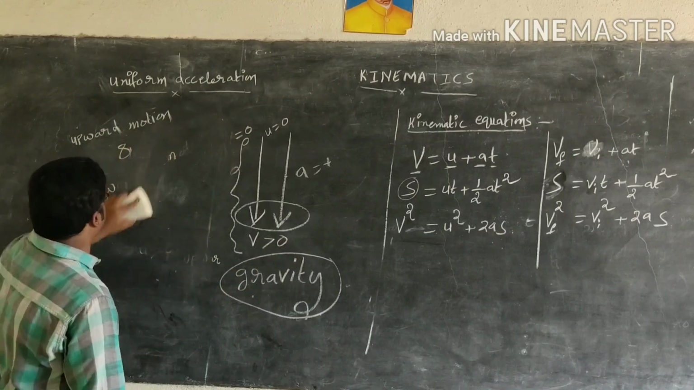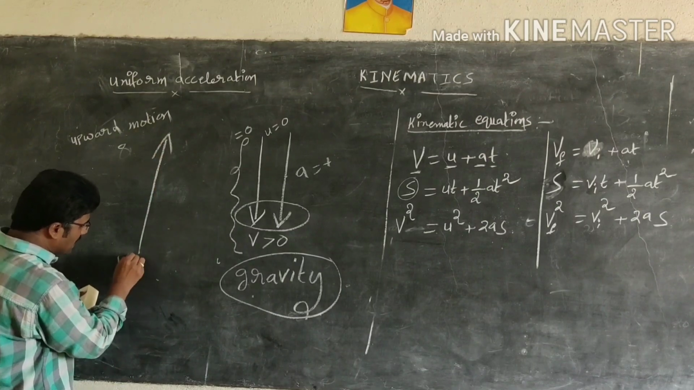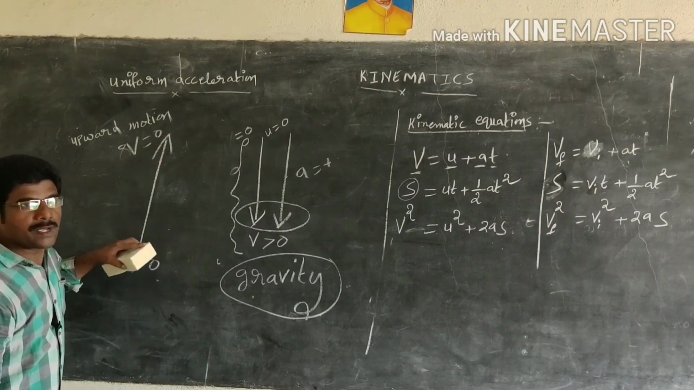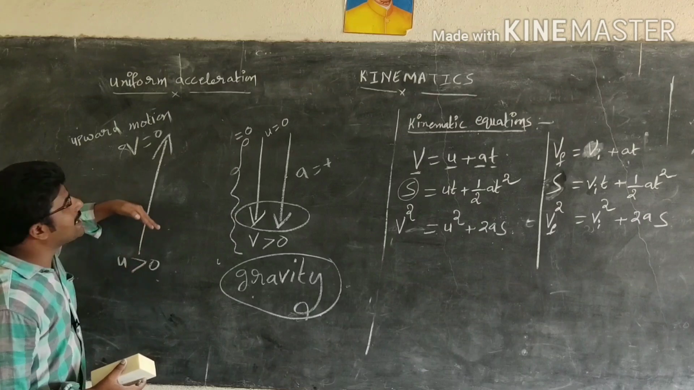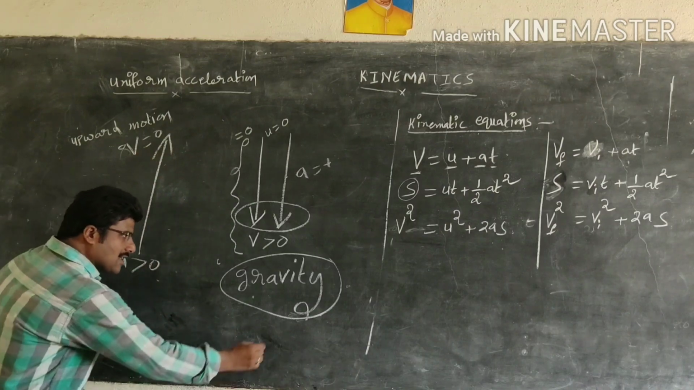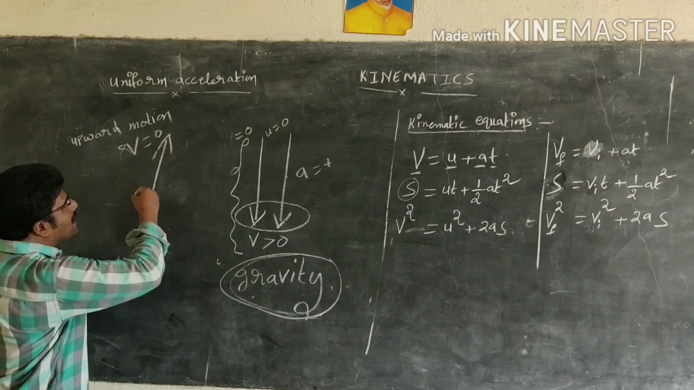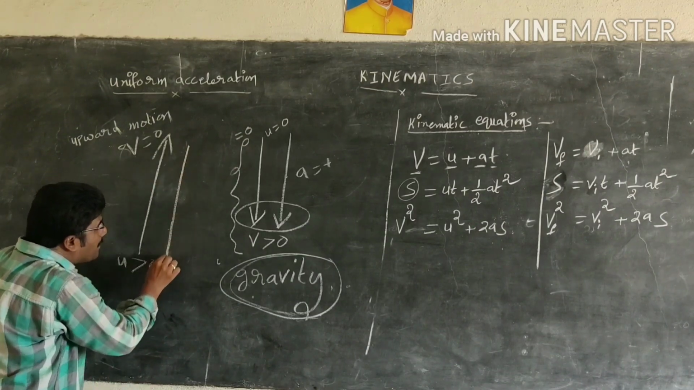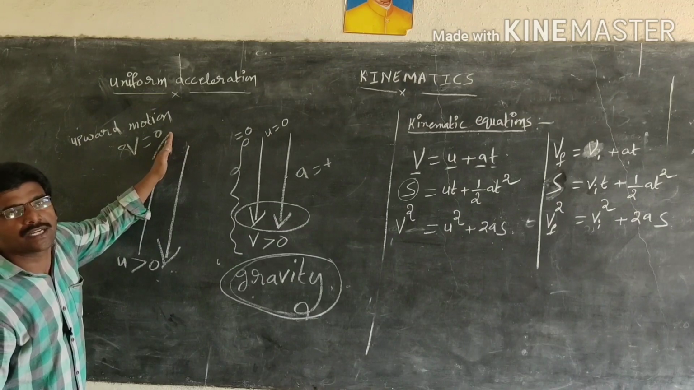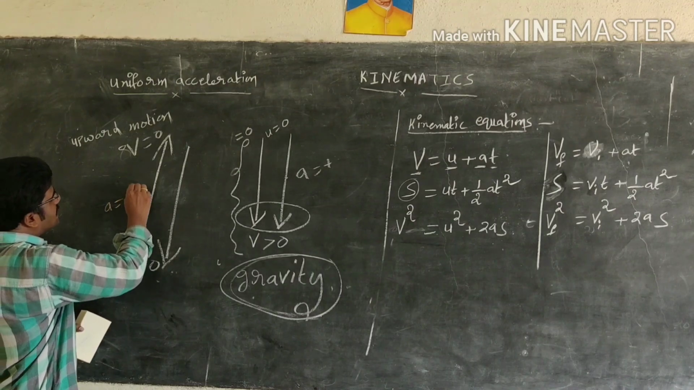When a body is thrown upwards, we said that for a body thrown upwards, u is greater than 0 and final velocity v equals 0. So this indicates the velocity decreases. Why does the velocity decrease? The reason is also gravity. The gravity force will be in the downward direction, whereas the motion of the body is in the upward direction. Here the directions are opposite. So we are going to take a as minus 10.